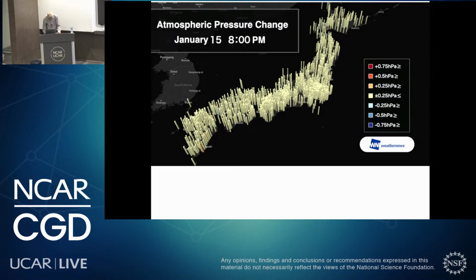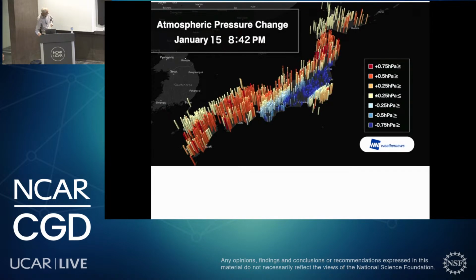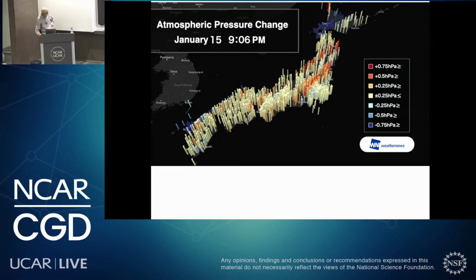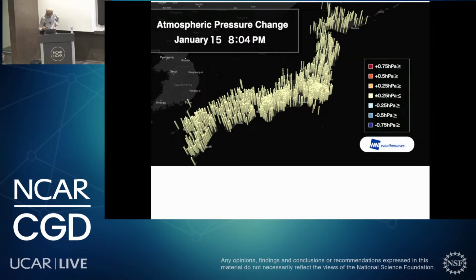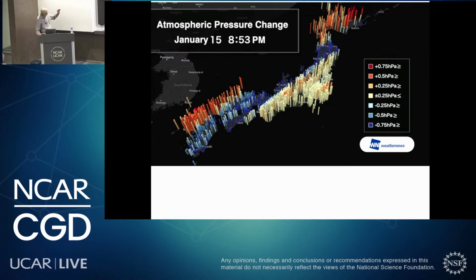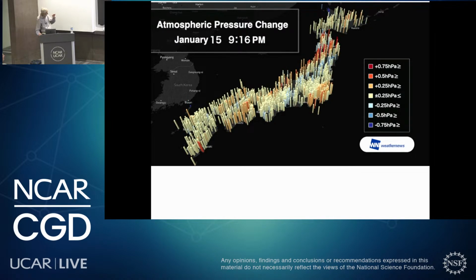So the red, these are anomalies. The data have been high pass filtered in time, so we're seeing the changes on scales of hours. See that again. And so an abrupt pressure rise followed by a fall, followed by some further, much smaller, weaker wave-like perturbations going by.